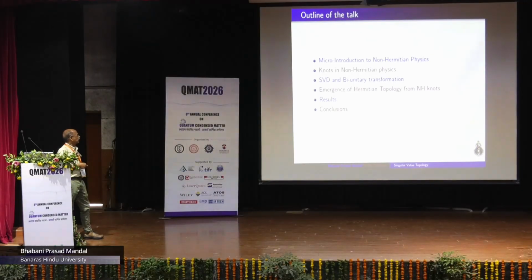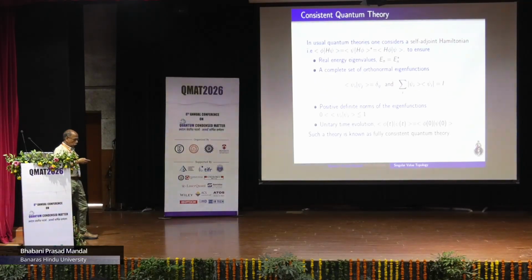Then I'll come to the singular value decomposition and biunitary transformation, how a complex matrix can be diagonalized by a biunitary transformation in contrast with the unitary transformation. Then we'll come to the emergence of Hermitian topology from non-Hermitian knots. This is the main part of our work. Okay, so a very quick review.